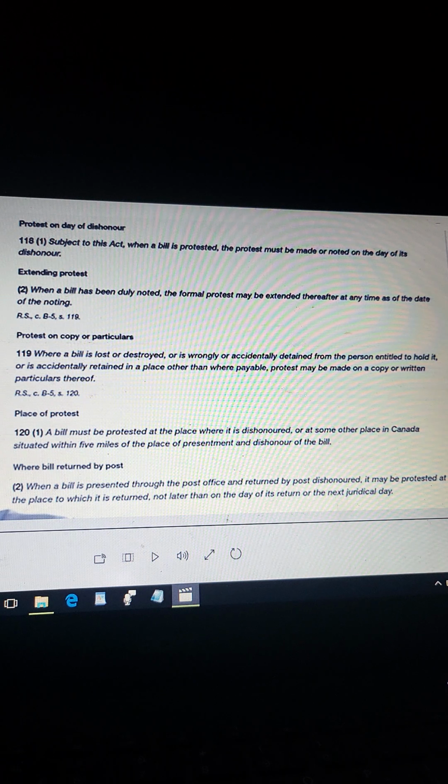Where bill returned by post. 2. When a bill is presented through the post office and returned by post dishonored, it may be protested at the place to which it is returned, not later than on the day of its return or the next juridical day.